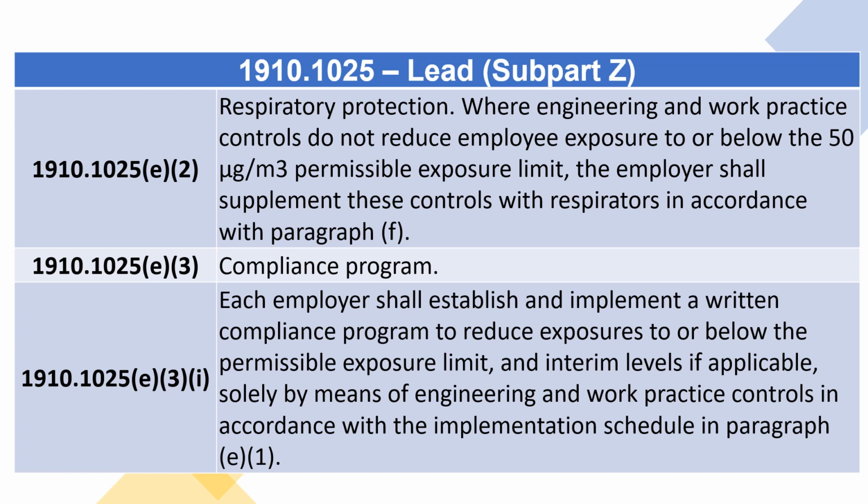1910.1025(e)(2) Respiratory protection. Where engineering and work practice controls do not reduce employee exposure to or below the 50 micrograms per cubic meter permissible exposure limit, the employer shall supplement these controls with respirators in accordance with paragraph (f).